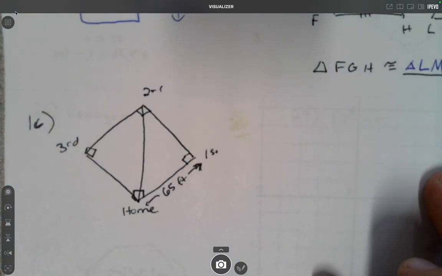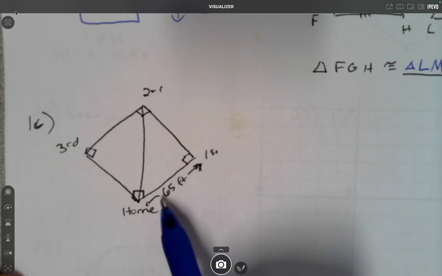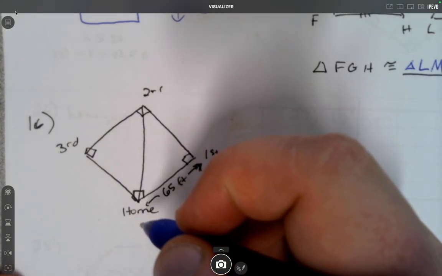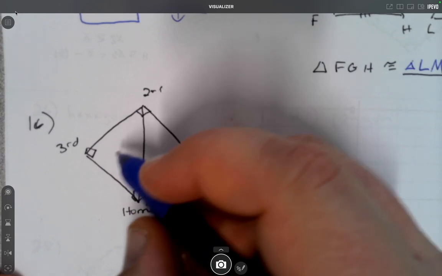16. On a softball diamond, the triangle formed by home plate, first base, second base is congruent to the triangle formed by home plate, third base, and second base. If it is 65 feet from home plate to first base, how far is it from third base to home plate?